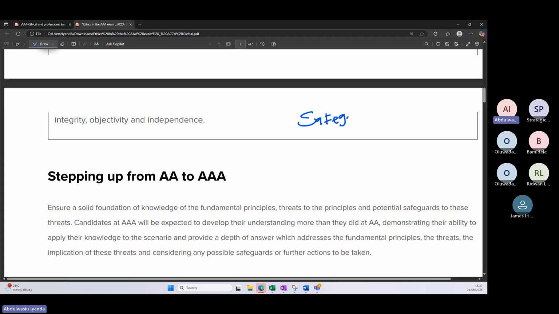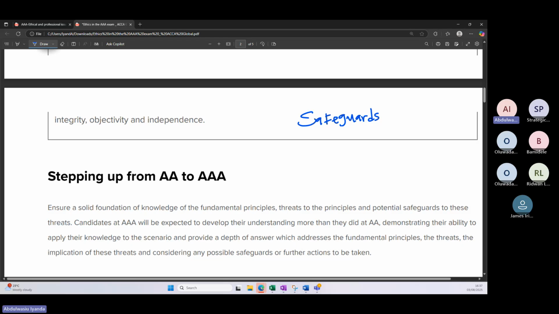There's a safeguard. And basically, if some of us will remember from our elementary level, safeguard can come from 2 ways. But before we look at the division, what is the purpose of safeguard? The purpose of safeguard is to eliminate the problem, if not to reduce it.